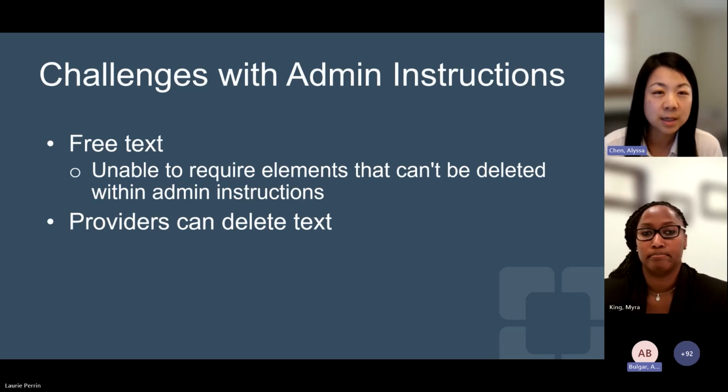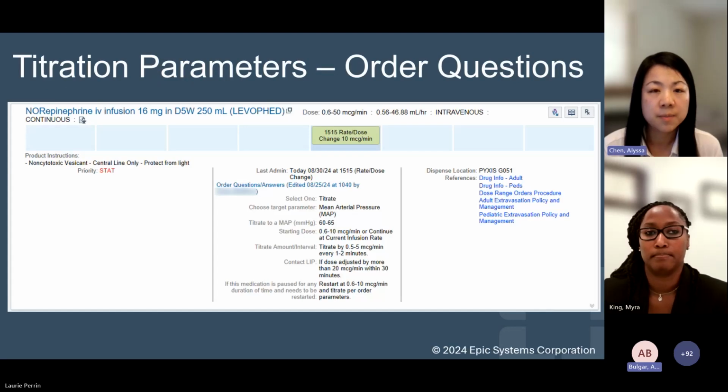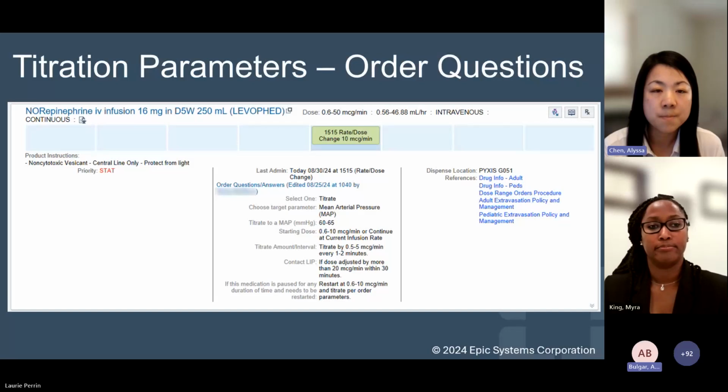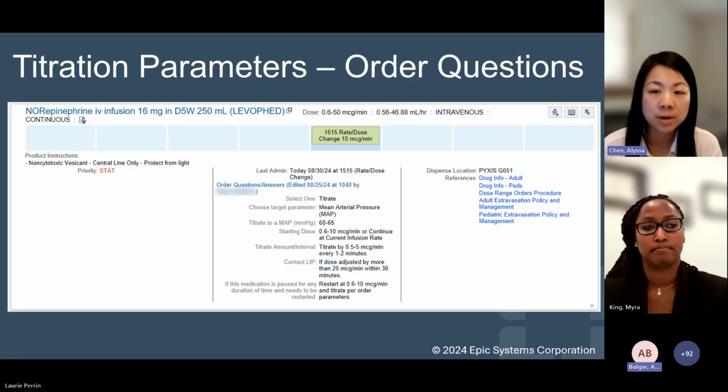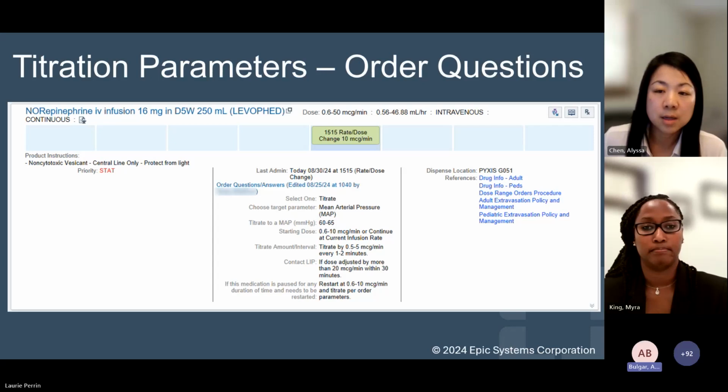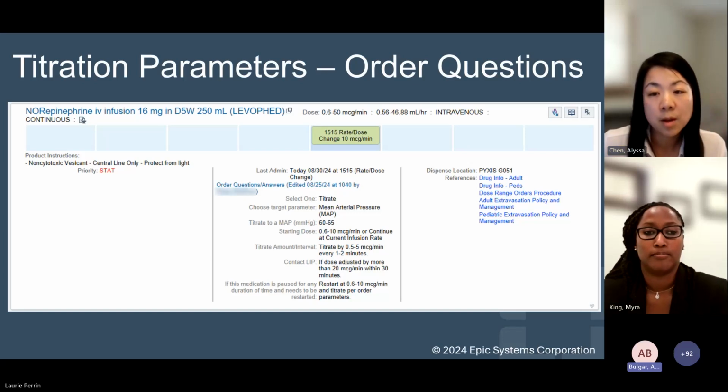So if you can advance to the next slide. This is a screenshot of the order questions in the MAR. The middle section is where our order questions appear. And again, you can see those required elements displayed slightly differently than how they did in the admin instructions, but it includes all of the pieces that are required by the Joint Commission, including, you see the starting dose, they pick whether it's titratable, the goal endpoint, as well as the max dose rate and objective clinical endpoints.